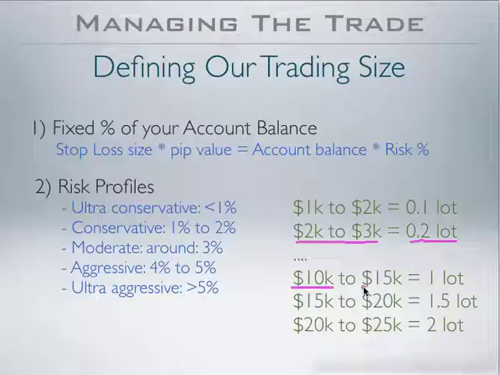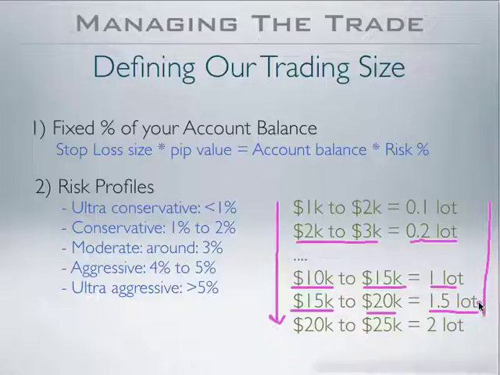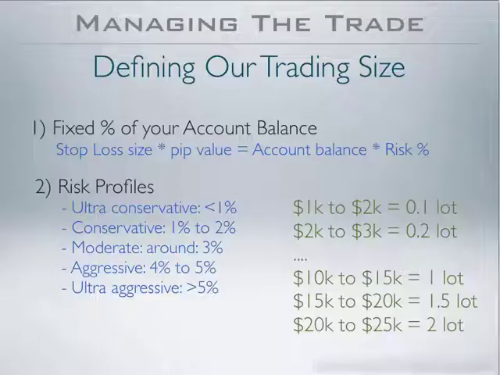Between 10,000 and 15,000, they trade one standard lot. Between 15,000 and 20,000, they trade 1.5 lots, etc. Basically, as their account size keeps on building up, so does their trading size. Now, in my opinion, this is a little bit too simplistic. Again, it's perfectly valid if you just want to keep things simple.